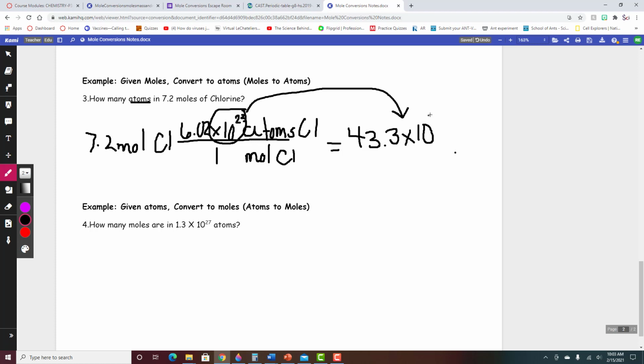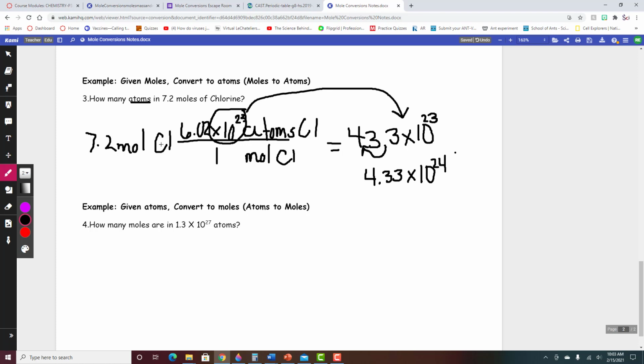And when you're working with numbers in scientific notation, you need to make sure that the answer that you get is in correct scientific notation. Remember, correct scientific notation is a number between 1 and 10, and this is not. So 43 here is not going to work. So you need to move the decimal. I'm going to move it one space over to the left, and this is going to be 4.33 times 10 to the 24th. Okay? Do not forget, left goes up, right goes down. So left, up. 24.